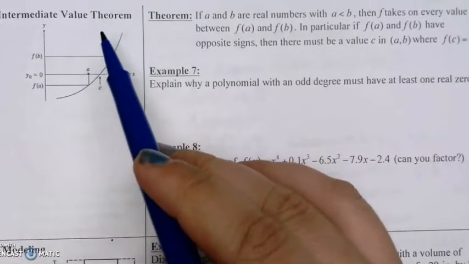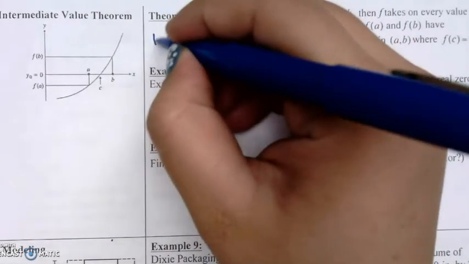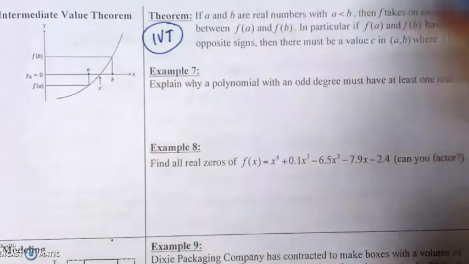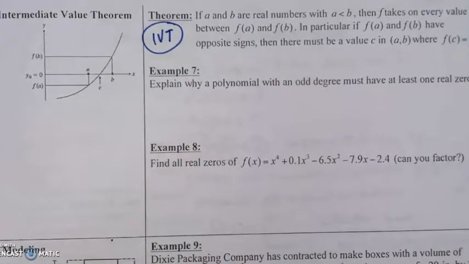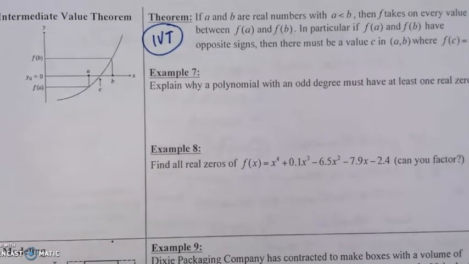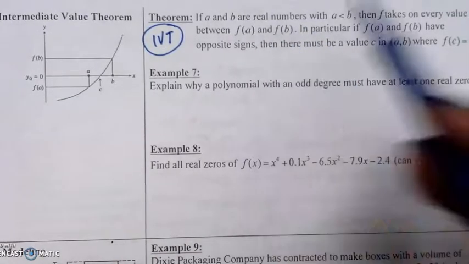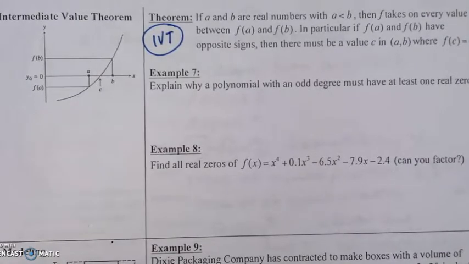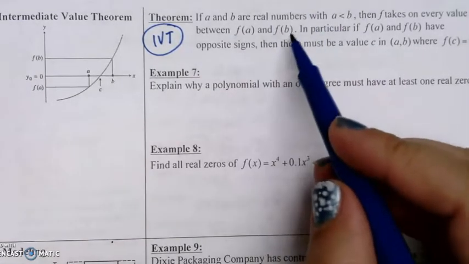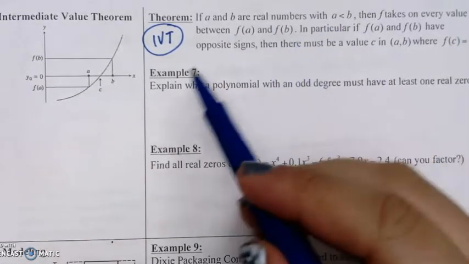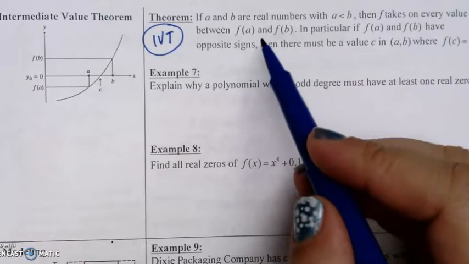It's called the intermediate value theorem, or IVT. It's probably one of the most useful and popular theorems in pre-calculus and calculus. And it says that if I have 2 points, A and B, and their results, so f of A and f of B, have opposite signs, one of them is positive and one of them is negative, that means that somewhere between A and B, I have a 0.